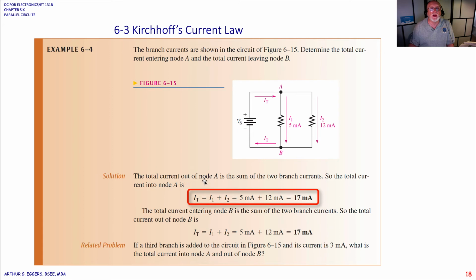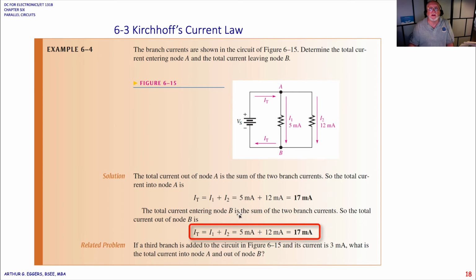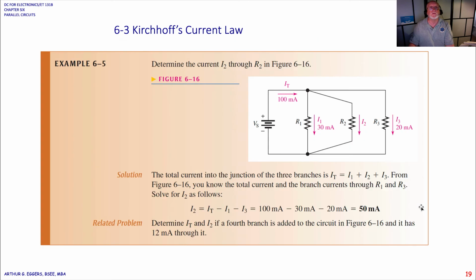So the total current out of node A is the sum of the two current branches. So the total current into node A then must be the sum. I total is equal to I1 plus I2, 5 milliamps plus 12 milliamps, or a total of 17 milliamps from the source. Okay, the total current entering B then is the sum of the two branches. Again, exactly the same thing. Okay, so in this case, we don't have enough information to solve for the source, but we can certainly see how Kirchhoff's current law is used to determine the total current in the circuit.